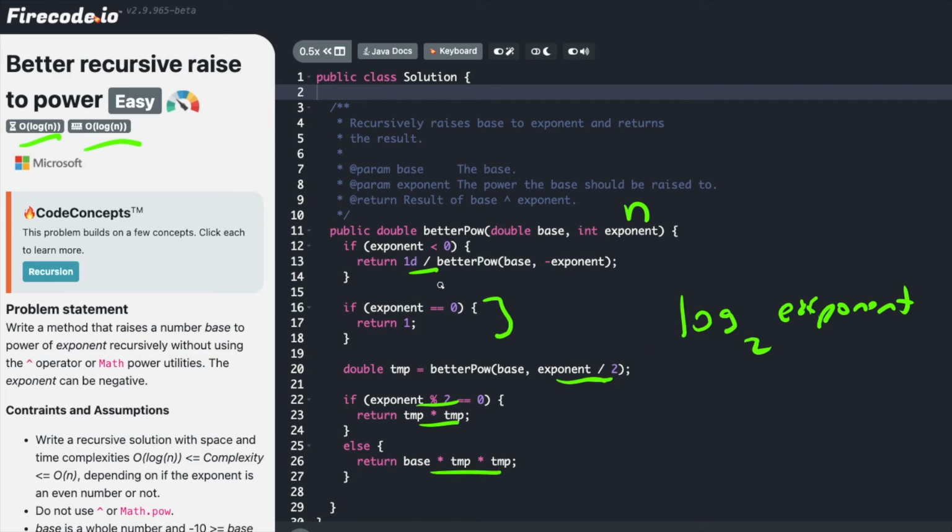Now in the case of our exponent being negative, we would make 1 extra call, because that would be the case up here where we just turn it to positive and then take the inverse to return the final answer. So if our exponent is negative, we'd be doing log base 2 of the exponent recursive calls plus 1. So we're doing 1 extra recursive call to turn the exponent into positive. Either way, it's on the order of log of n.